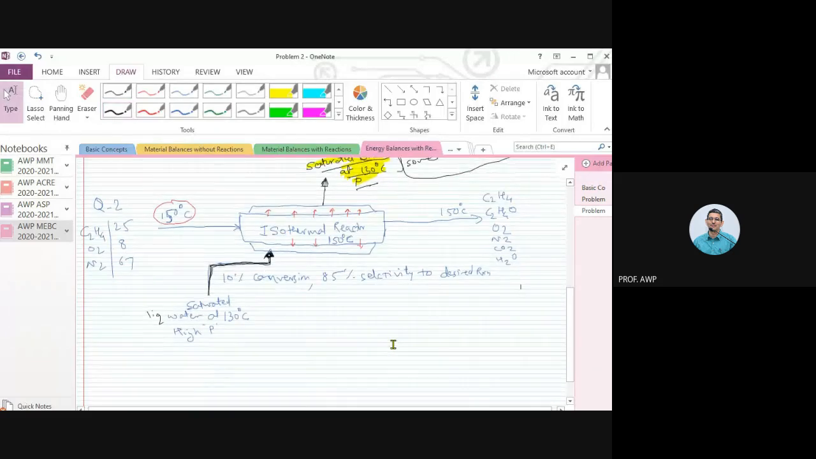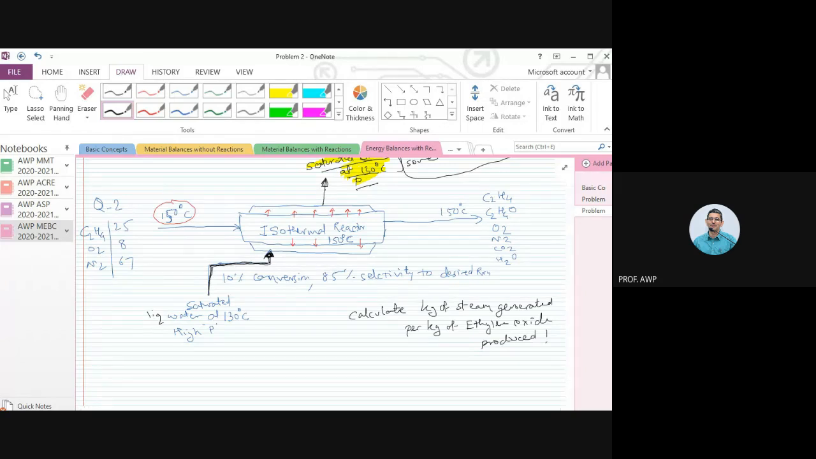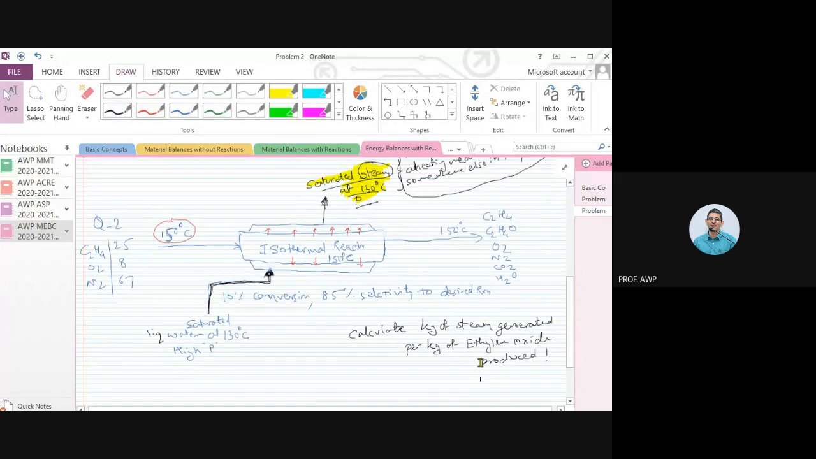So now for the second question, I want you to calculate kgs of steam generated per kg of ethylene oxide produced. Will you be able to calculate? Yes, sir, we'll try. So for this particular reactor, what control volume are we going to take? This is going to be our control volume.